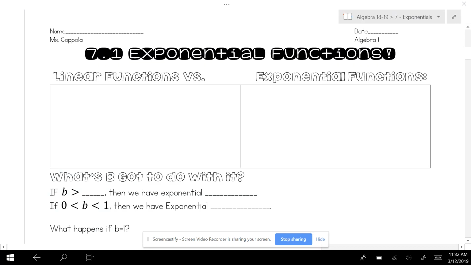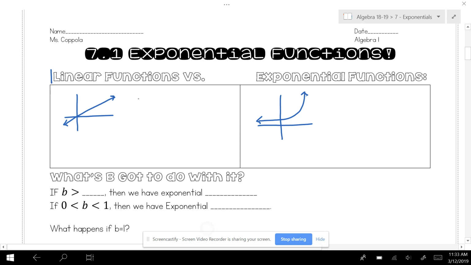Hey guys, so what we're going to be doing is talking a little bit more in depth about exponential functions. So last class, I compared the difference between a linear function and an exponential function. And we had compared it with respect to money.